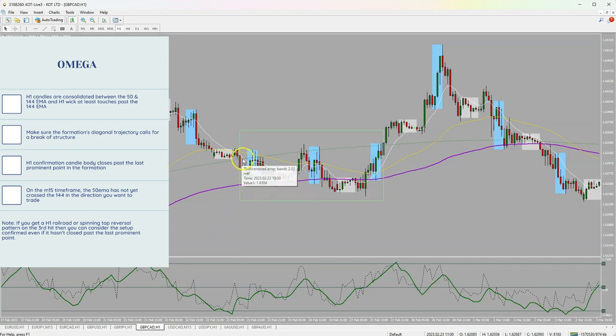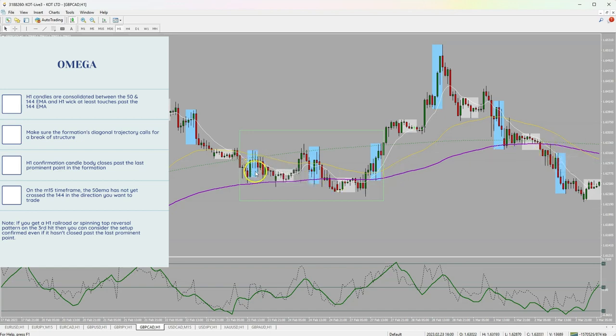Obviously it's self-explanatory that price is consolidated between those moving averages. It can poke in and out of it. Actually, it can even completely form just outside of it, which I'm going to show an example of as well. But ideally, we want it in between those moving averages. And sometimes you'll see price hovering between the moving averages, but it never touches the purple line. And that's what I mean by that last little part when I say the H1 wick needs to at least touch past the 144 EMA.